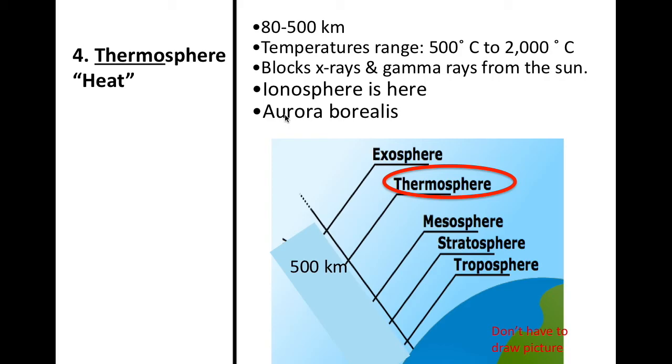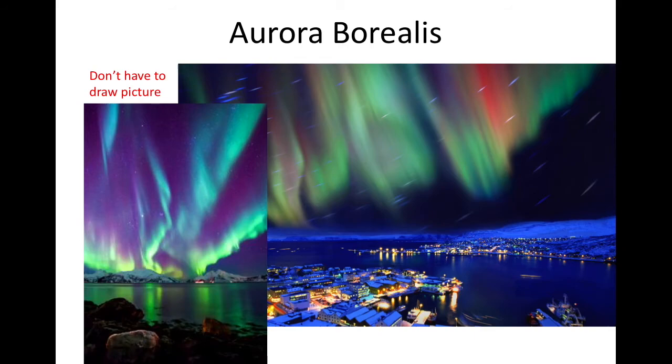And there is also something that we've seen that happens here called the Aurora Borealis, or also known as the northern or southern lights. Let me show you a picture. So Aurora Borealis is these beautiful lights, and this is because light is coming in from the sun and hits the particles in this area, creating these beautiful pictures that you can only see in certain areas of the world.